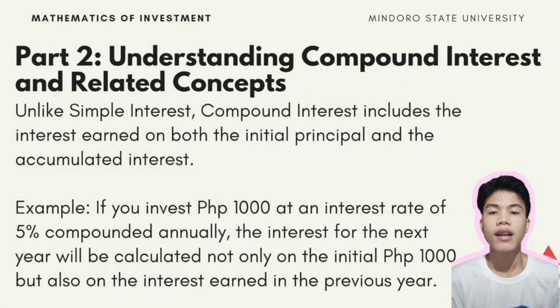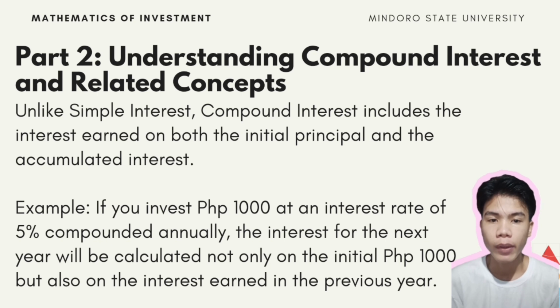Compound interest. Unlike simple interest, compound interest includes the interest earned on both the initial principal and the accumulated interest. For example, if you invest 1,000 pesos at an interest rate of 5% compounded annually, the interest for the next year will be calculated not only on the initial 1,000 pesos but also on the interest earned in the previous year.